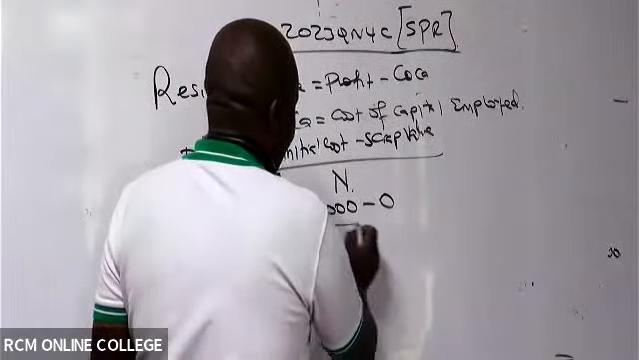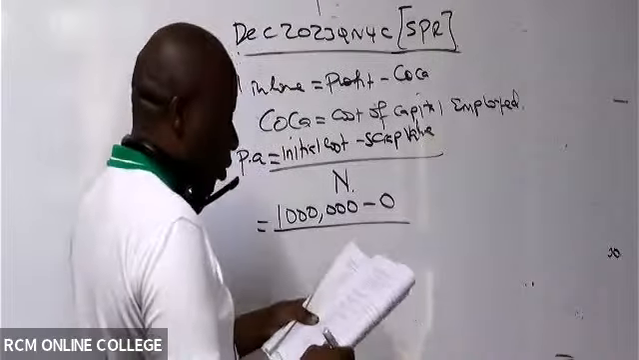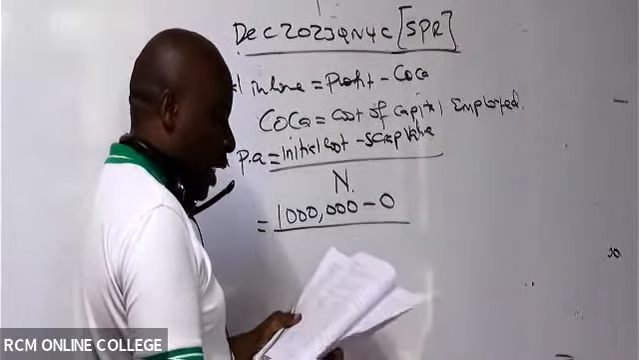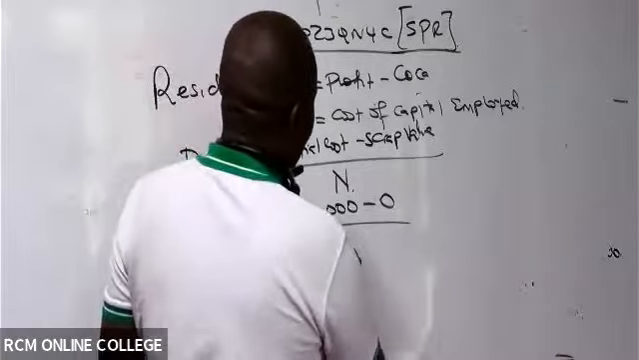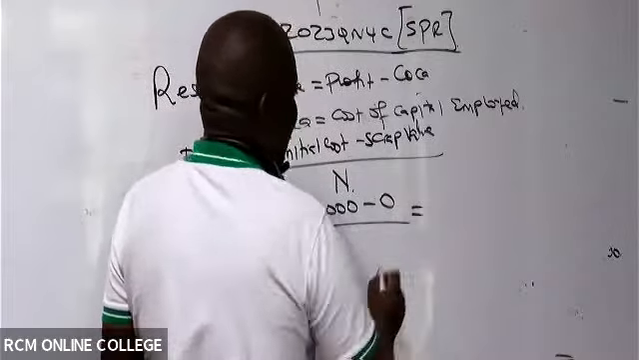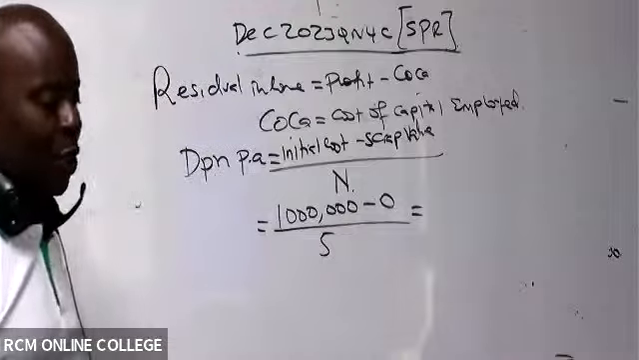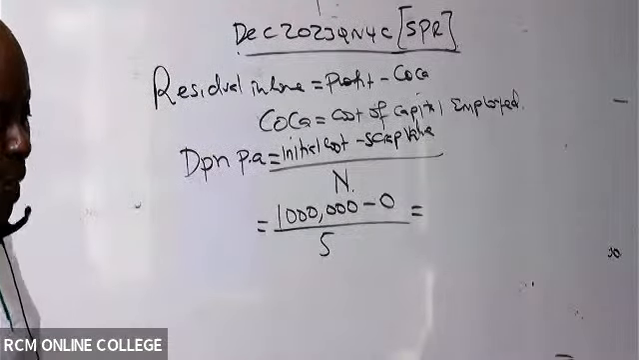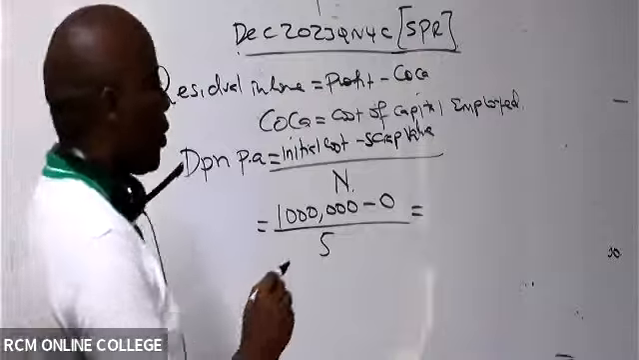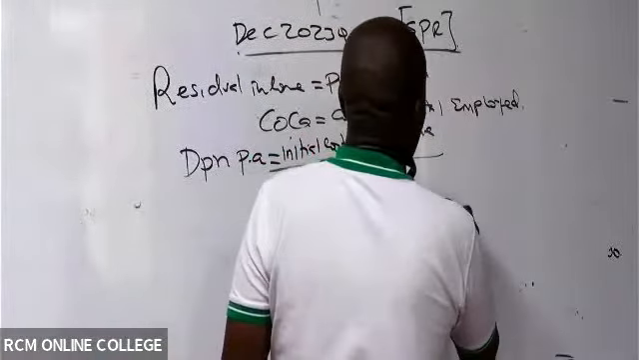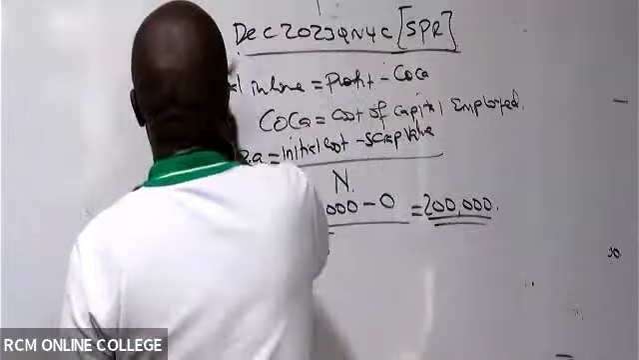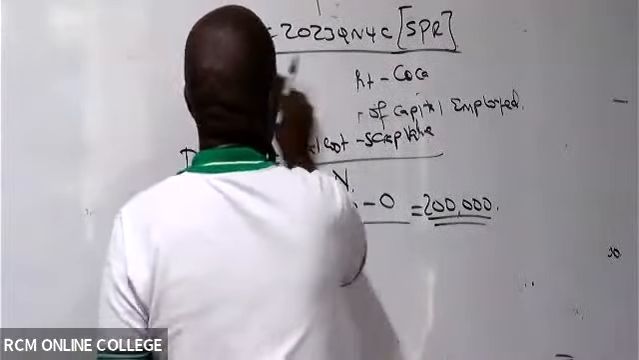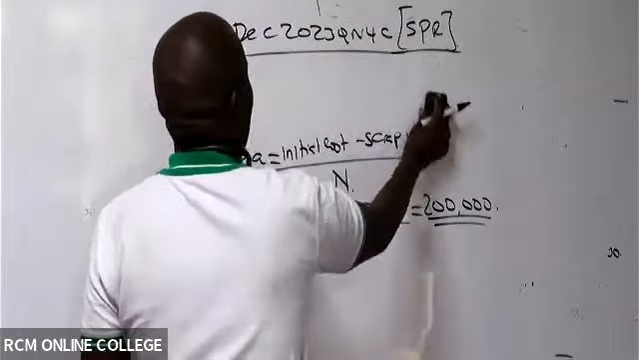And they have told us that this particular machine we are bringing on board will have a useful life of 5 years. So it means that every year, the depreciation will be how much every year? 200,000. So every year, the depreciation will be 200,000, like that.